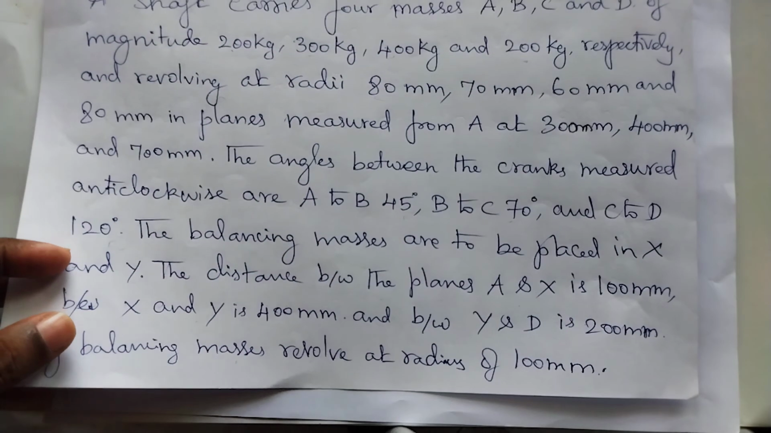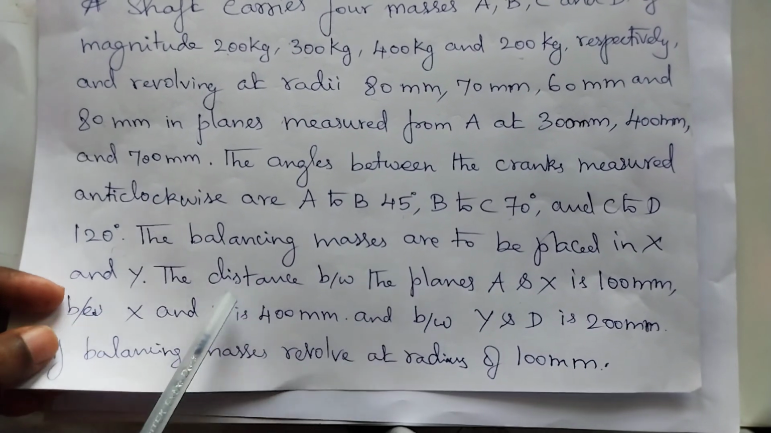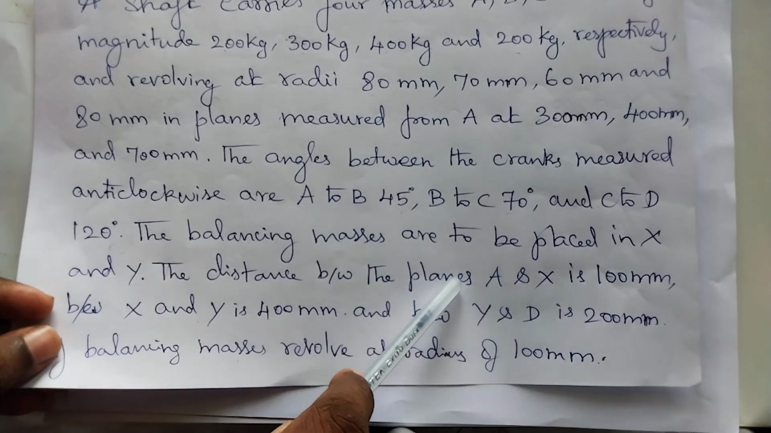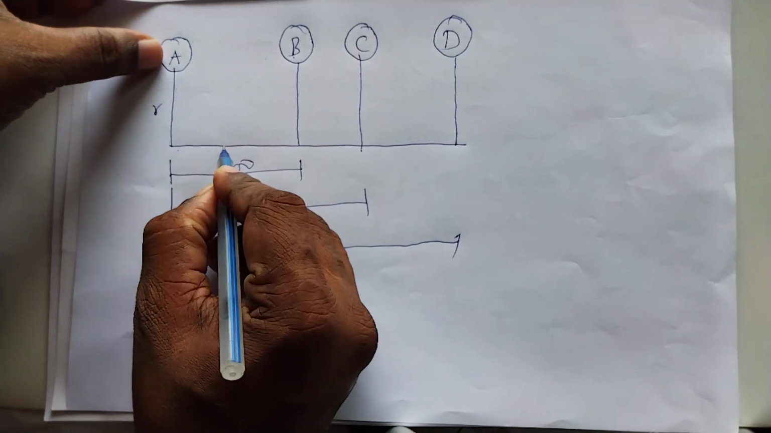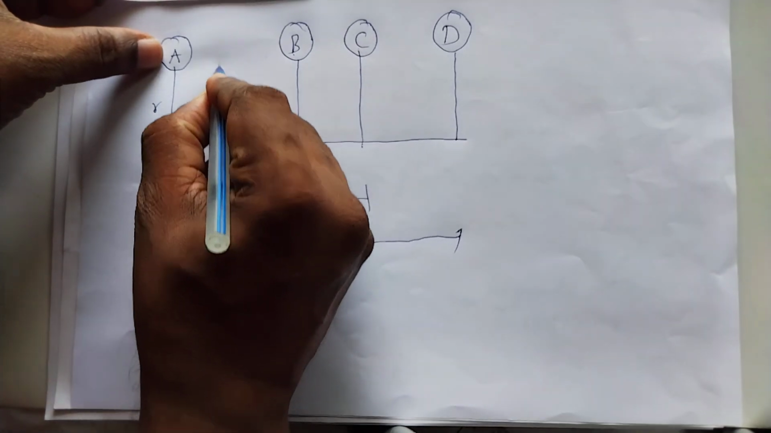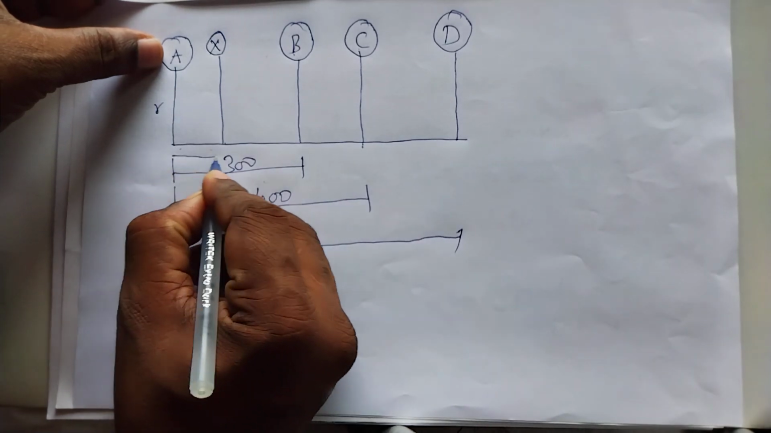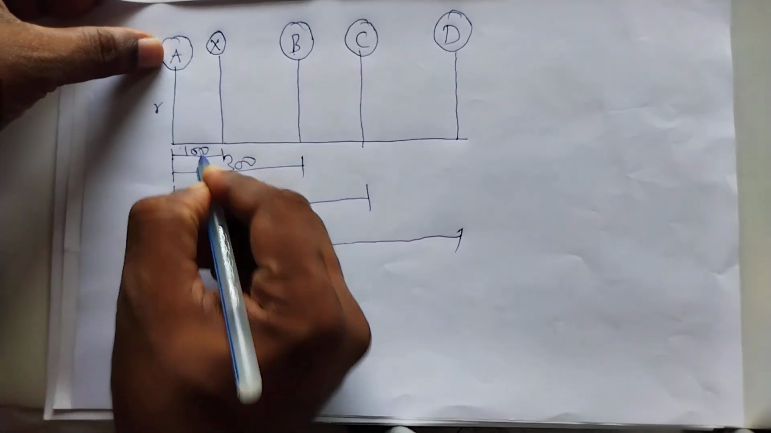Next you have to introduce the balancing planes, that is X and Y. The distance between the planes A and X is 100 mm. So A is here and X is here somewhere. So this is X plane. So the distance between these two is 100.